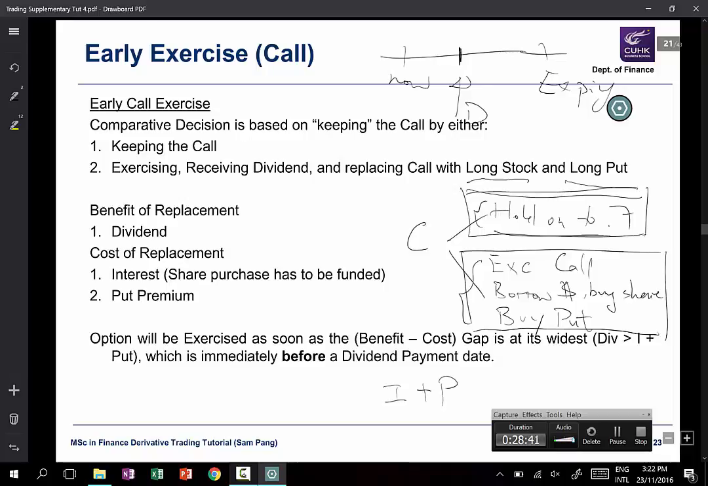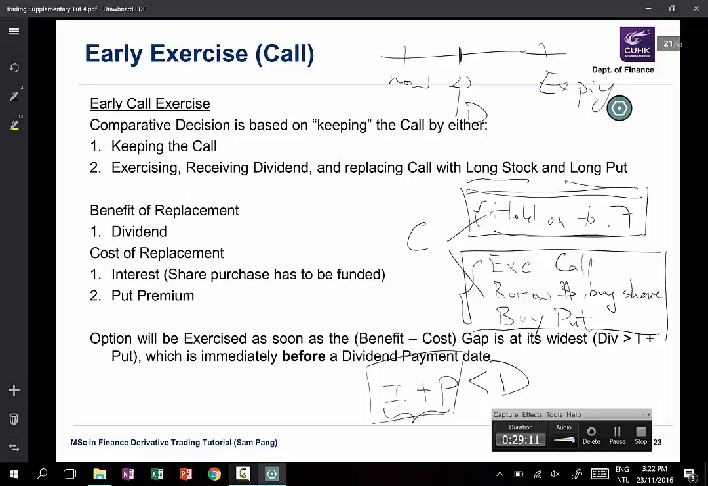Now if this outlay here, if you were to exercise and then you replace your call with a kind of artificial call, long the shares and long a put, if the cost of doing that is less than what you will receive on dividends, why wouldn't you do it? Because you make more money. Yeah, that is the argument.